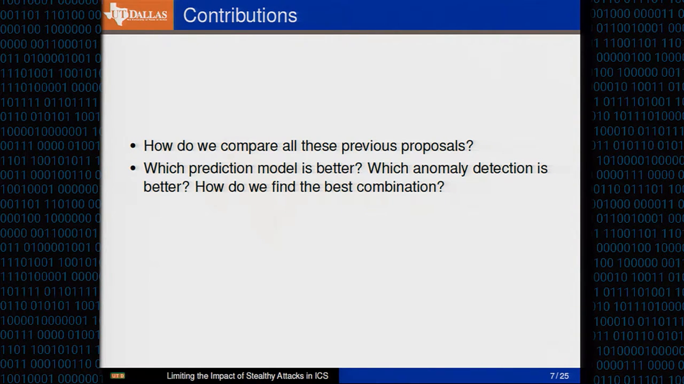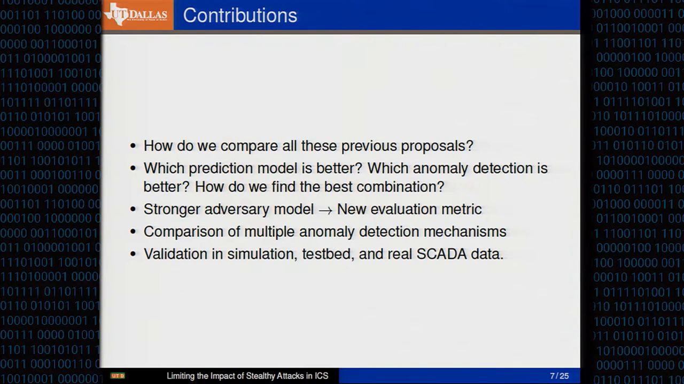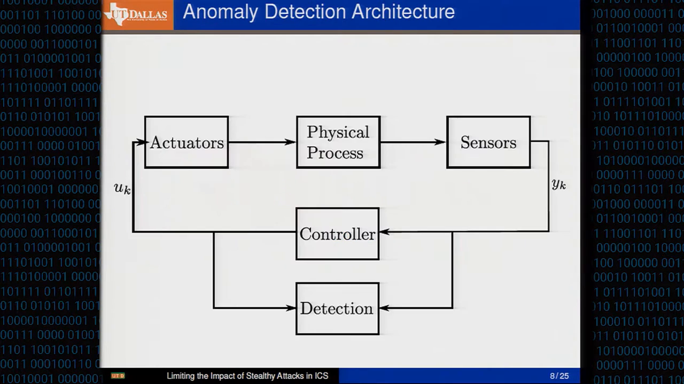Observing this literature review, we got a lot of questions. The first one is, how can we compare all these previous proposals? How can we know which kind of model is better or which detection is better? And how can we combine them? Our contribution is that we propose a stronger adversary model that leads to a new metric. Actually, that's our main contribution: a new evaluation metric that allows us to fairly compare different detection mechanisms. Then we use this new metric to compare the different detection mechanisms in different setups: in simulation, in a real testbed, and also using real SCADA data.